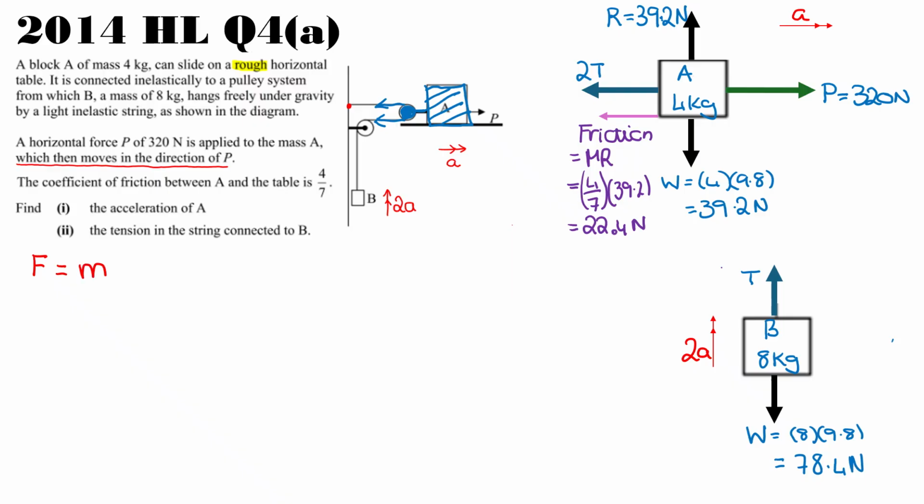We're working with F equals ma, Newton's second law. We can work with particle A. Remember, we only take forces that are in the direction of motion, so in this case, horizontal forces. Any perpendicular forces, so in this case, vertical forces, are ignored. Anything that goes in the direction of motion, we take as positive, so that's 320. And then anything against motion, we take as negative. So minus 2T minus our friction is equal to mass times our acceleration, which in this case is just A.